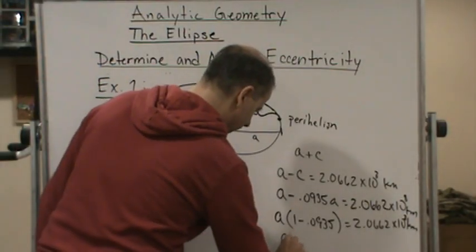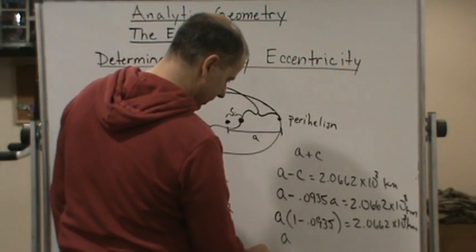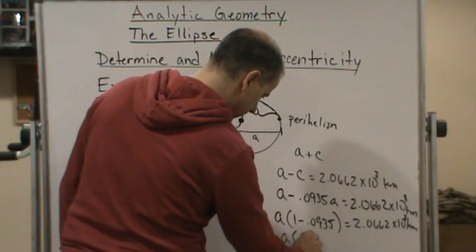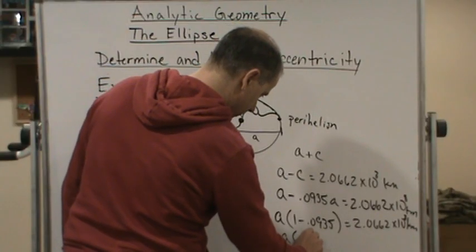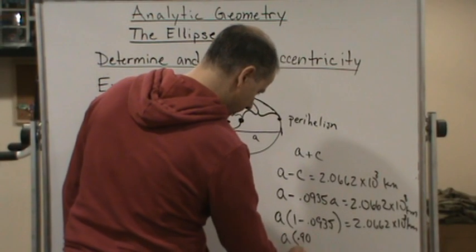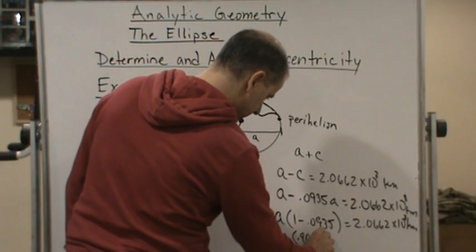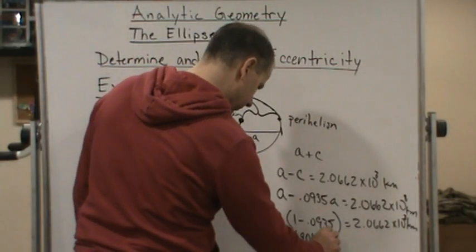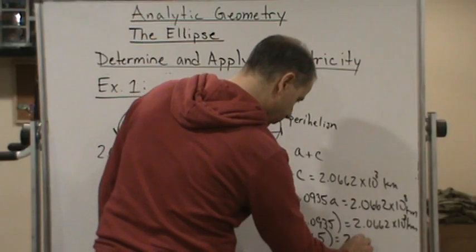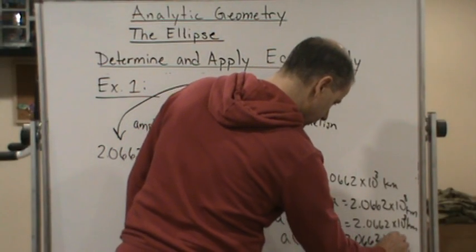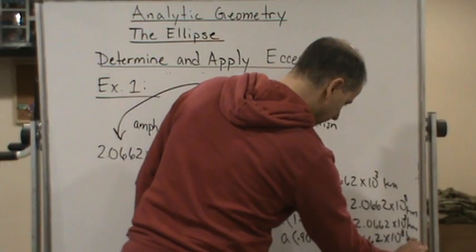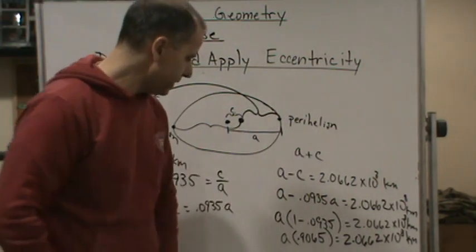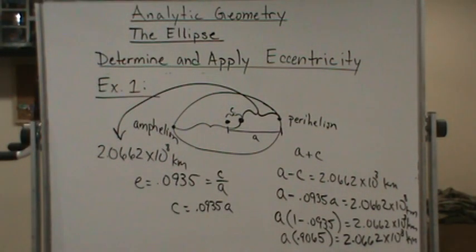And so that's going to be what? So that'll be actually 0.9065 equals 2.0662 times 10 to the 8 kilometers. Okay, so now we could just divide both sides by 0.9065. Okay, so let's do that and see what we get.